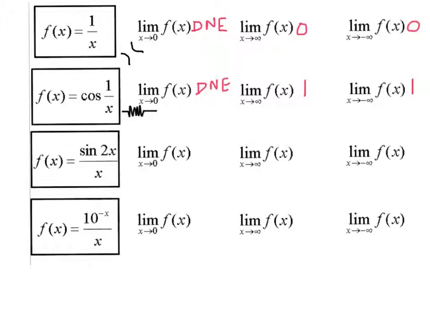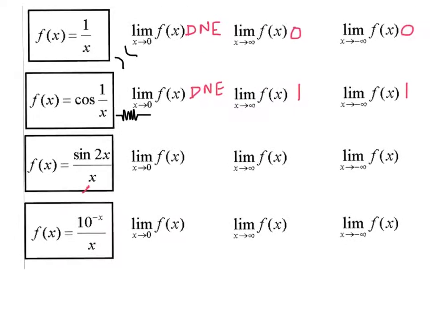The sine of 2x over x, we talked about this one in class, the fact that we know that if the coefficients were the same, the limit would be 1, but they're not. So that means we multiply top and bottom by 2. And then what's inside the bracket? The limit is 1, so 2 times 1, this limit is 2.